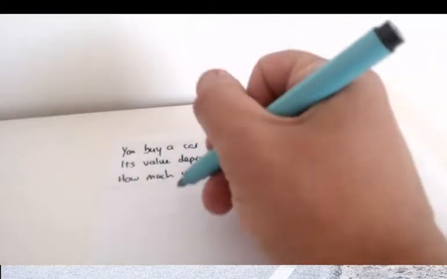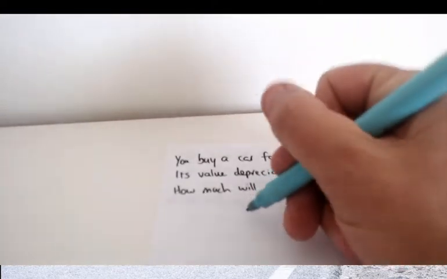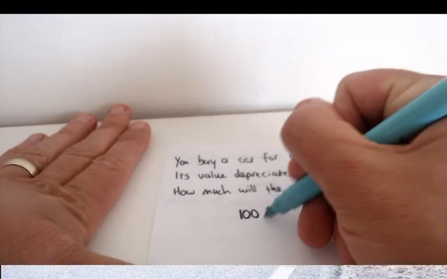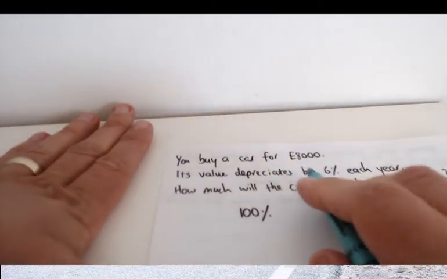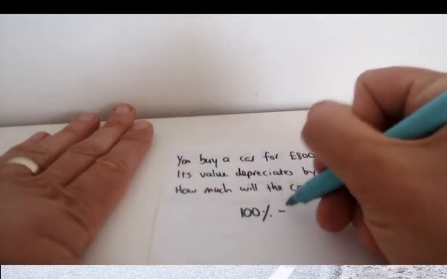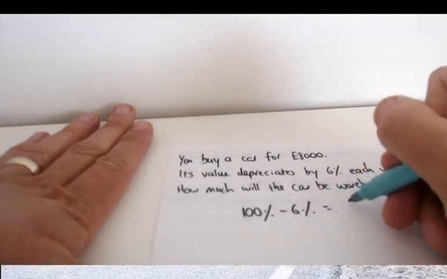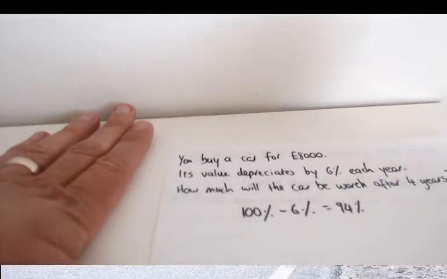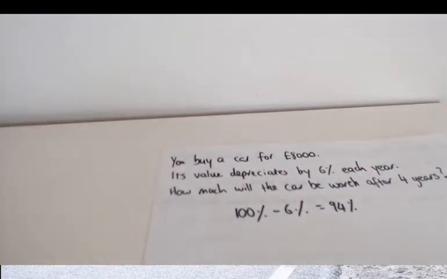Well, the value of the car is 100%. And it depreciates by 6% each year. So that means that the car is worth 94% of what it's worth at the start of each year. Okay, remember, we don't just find 6% and times it by 4. That's not what we're doing. We have to go down by 6% every single year.